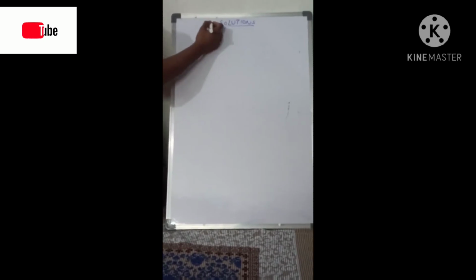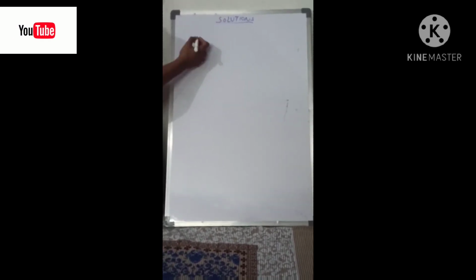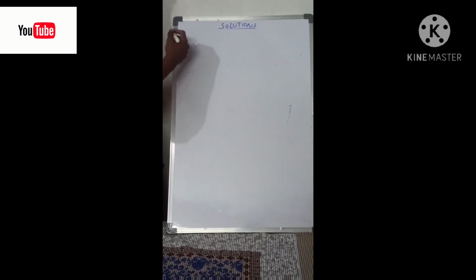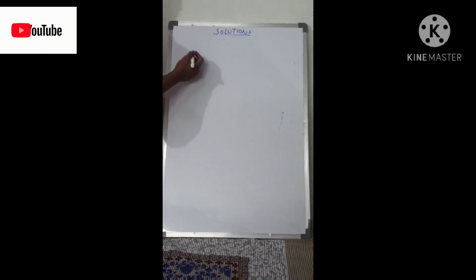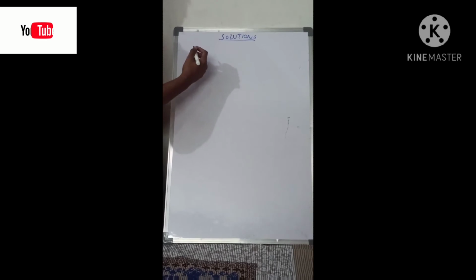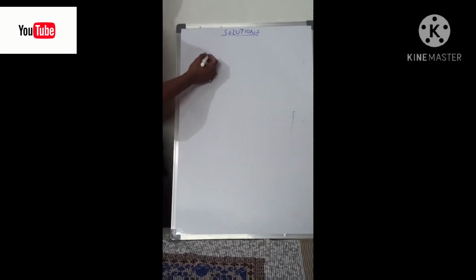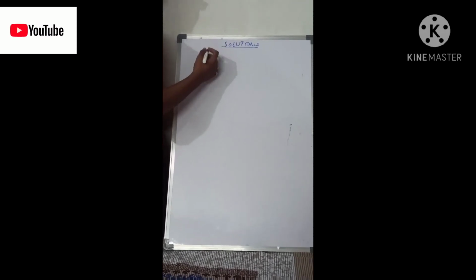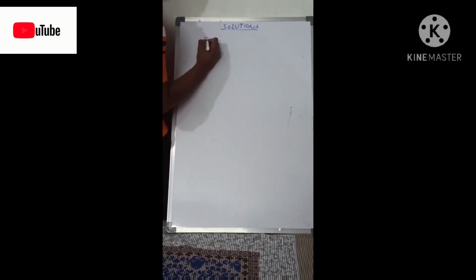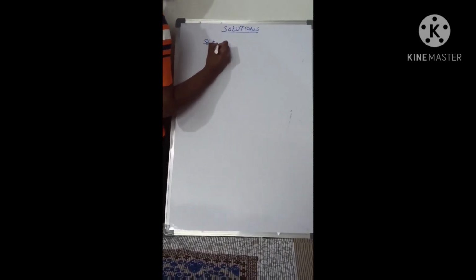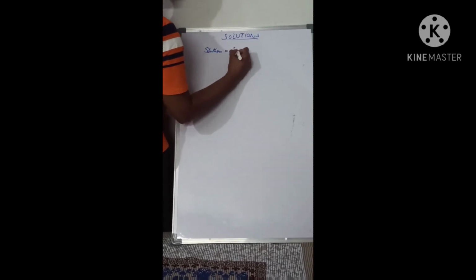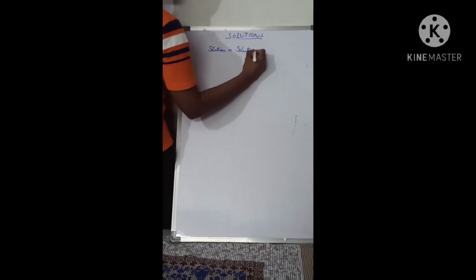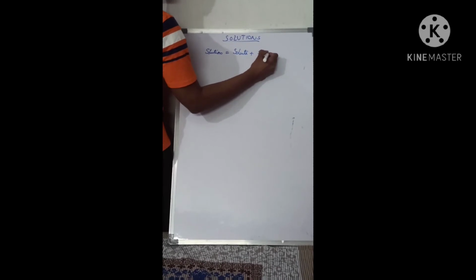First, what is a solution? What is the definition of a solution? When two or more chemically non-reacting substances are mixed together forming a homogeneous mixture, the mixture is known as a solution. How can we define a solution in a single term? We can write it like this: solution is equal to solute plus solvent.